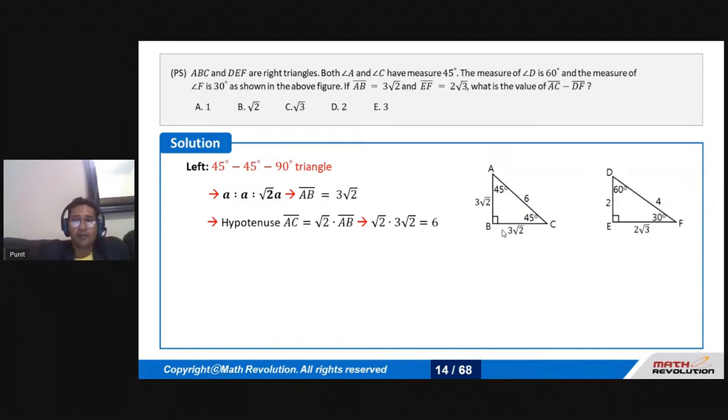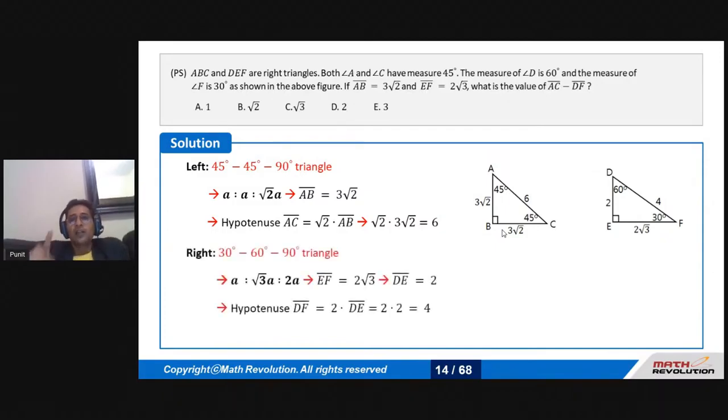Now let's go on to the DF part. In a 30, 60, 90 degree triangle, the side opposite to 60 degrees is a root 3, and the side opposite to 30 degrees is just a. That makes DE as 2. If DE is 2, then DF, the hypotenuse, becomes double of it, that is 4. So now AC is 6, DF is 4, the difference would be 2, so the answer would be D.